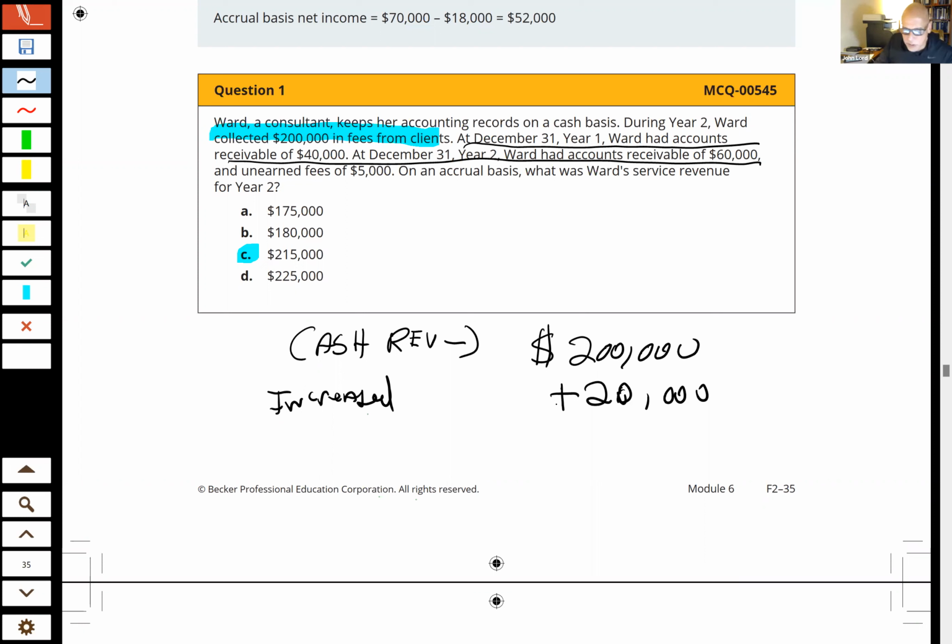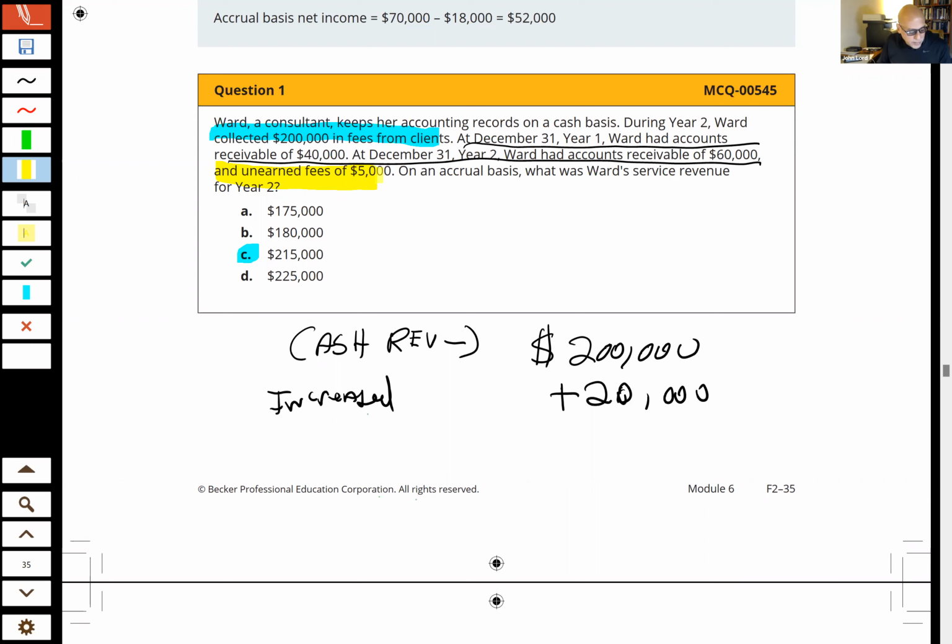And then, this was the ambiguous one, they say unearned fees of 5,000. Unearned fees is a liability, it's an unearned revenue, but did it increase or decrease? Since they say it was 5,000 and don't give me a previous balance, I'm just going to have to go with, well, it must have increased. To me that is the most logical conclusion, but they should have been more careful to tell me that the unearned revenue increased.